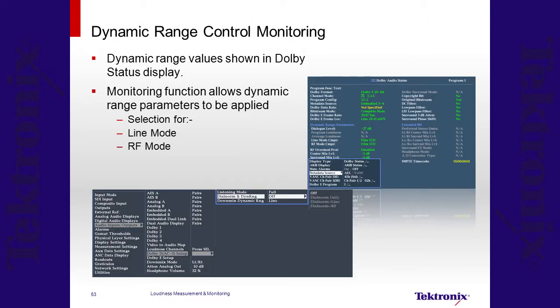Within the waveform monitor, the dynamic range parameters can be displayed within the Dolby status display that decodes the metadata. Additionally, for monitoring of the audio, these dynamic range parameters can be applied for the line and RF modes to the audio outputs. This configuration is selectable within the Dolby D setup parameters within the configuration menu.